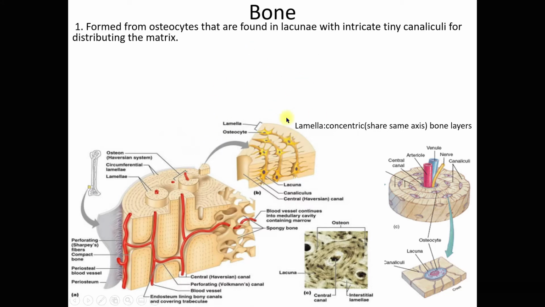So osteocytes, you can see here, this is an osteocyte found in a lacuna. This one is better. This is the osteocyte found in a lacuna, right? And this lacuna has many canaliculi. This is canaliculi, many canaliculi, and these canaliculi distribute the matrix. The matrix here refers to the lacuna. You can see how one lacuna shares the matrix with other lacunae via the canaliculi. Can you see it? Okay.